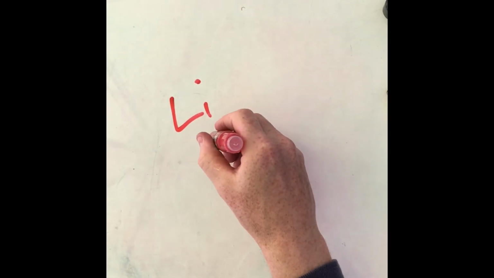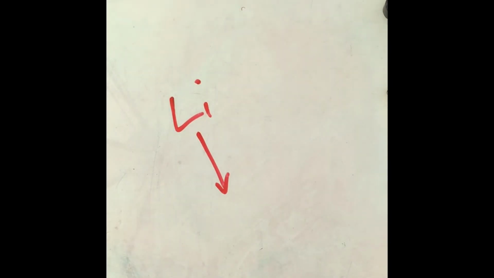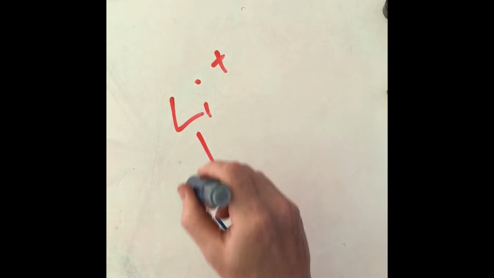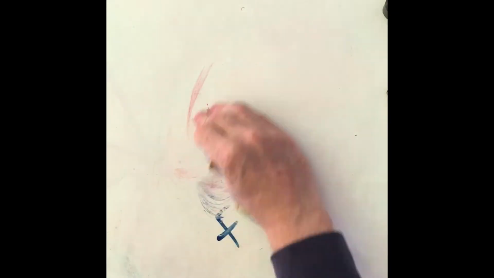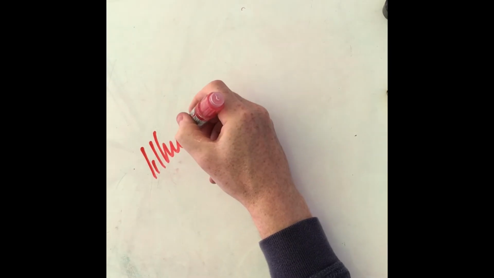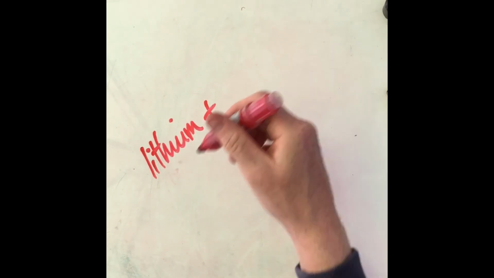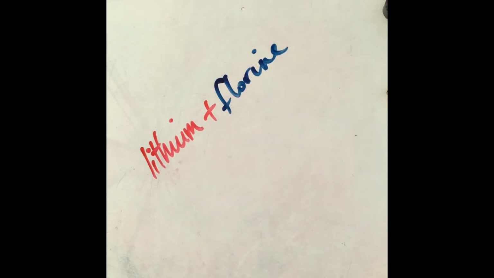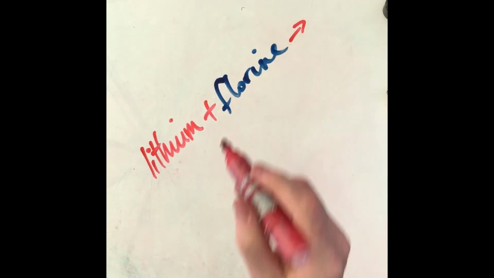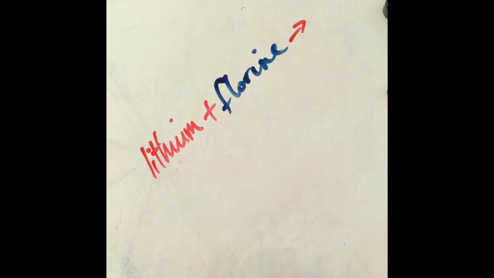So a lithium atom has lost an electron and therefore formed a positive charged ion. Fluorine has gained an electron and therefore formed a negatively charged ion, fluoride. Positives attract negative, negative attracts positive. They get held together by this electrostatic force, which allows them both to have full outside shells. So they hold together. So if I get lithium plus a fluorine, I end up with a lithium fluoride compound.